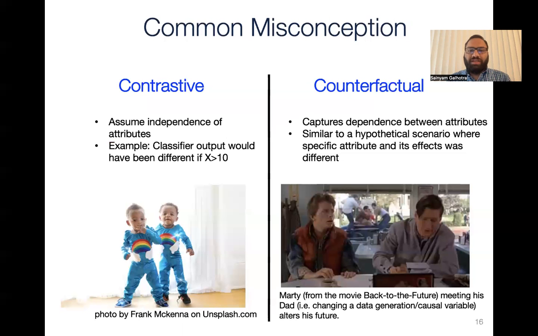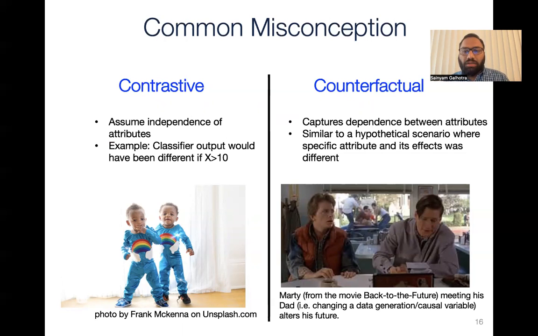contrastive explanations consider independence of attributes to generate explanations. An example of a contrastive data point are lookalike twins. The twins are very similar in terms of most of the attributes, but they are not the same individual. They are different individuals which go through different sets of reality and may have different outcomes later in life.